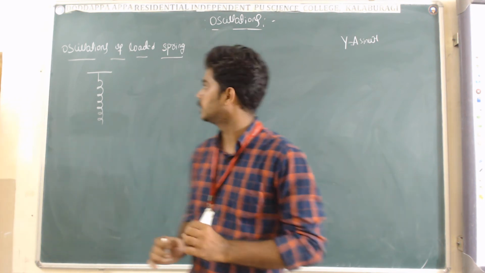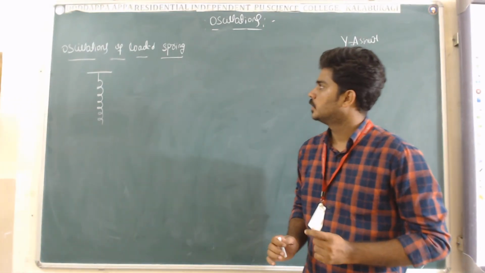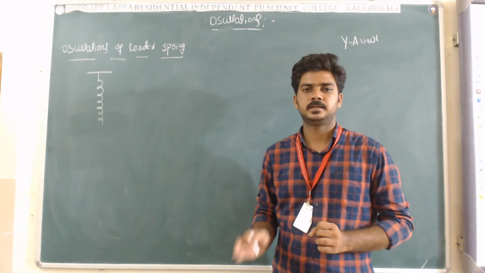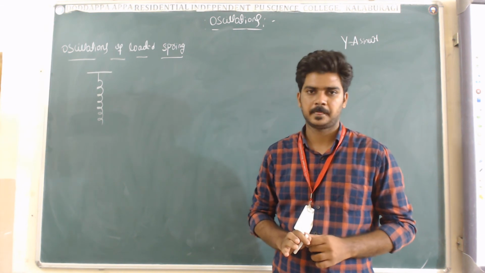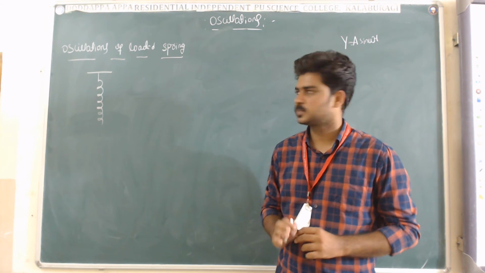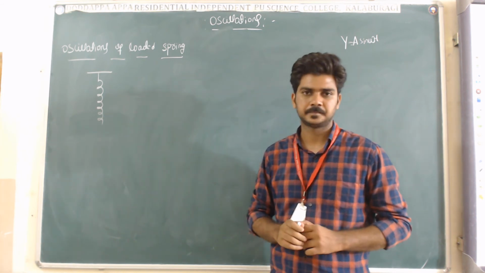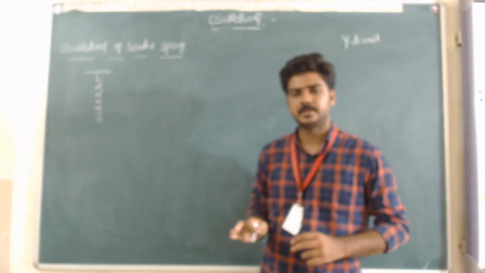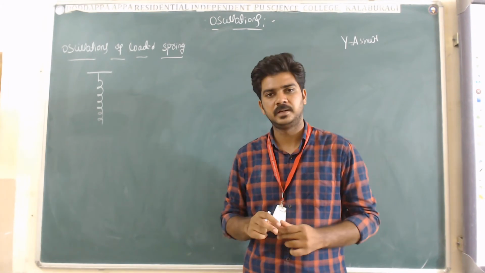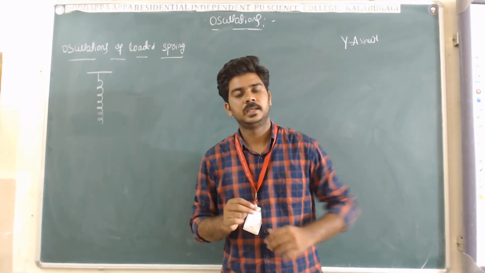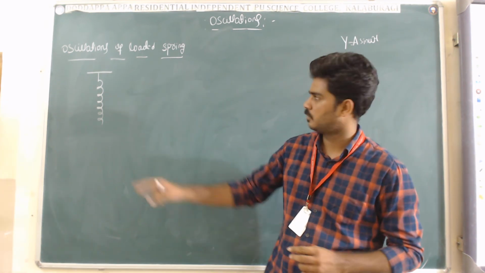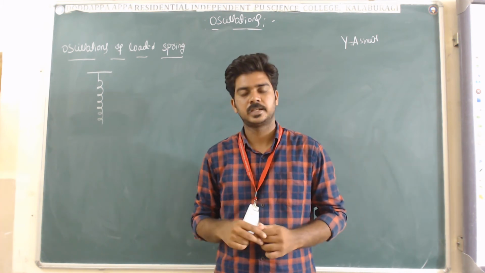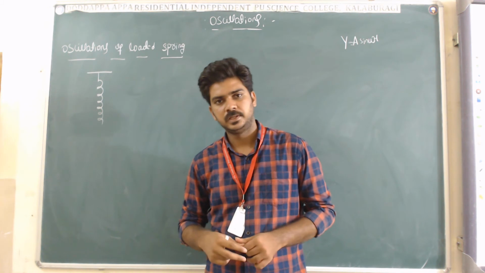Continuing the same part, which is oscillations of a loaded spring. Oscillation means back and forth motion, or to and fro motion. So how will the oscillations take place in this loaded spring? In this concept we are going to find the expression for the time period involved in the oscillation of a loaded spring. After getting the expression for time period, we will derive the frequency.